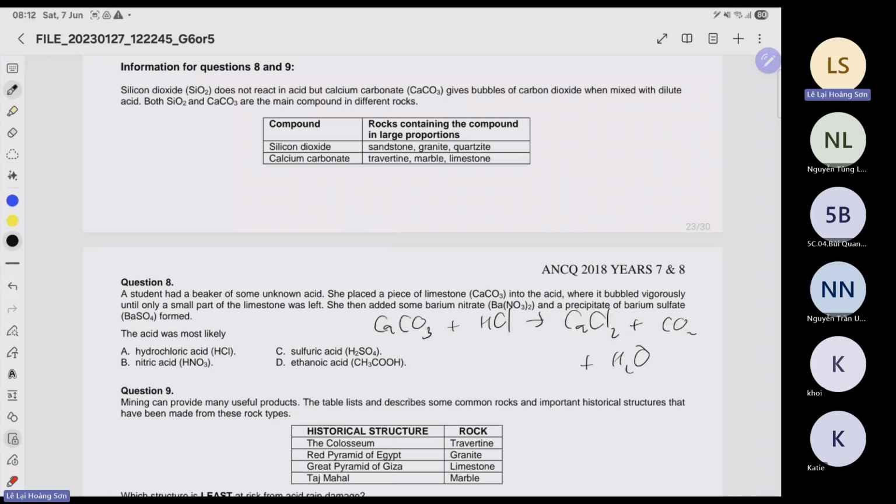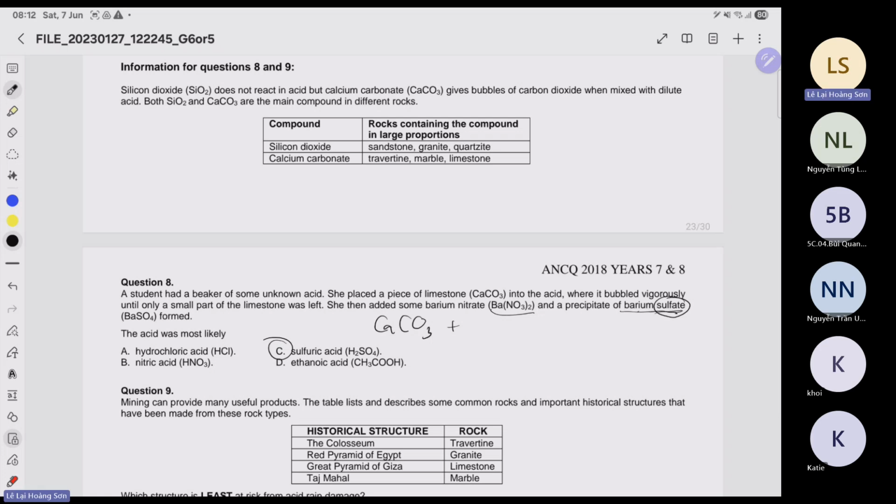You add some barium nitrate and you form, oh, sorry, you do not use HCl. Sorry, my bad. Because when you add barium nitrate, you form barium sulfate. So basically, you need to have sulfate. You need to use sulfate in this reaction. The acid must have sulfate, so it's going to be sulfuric acid. Sorry, my bad. Question number 8 is going to be C.